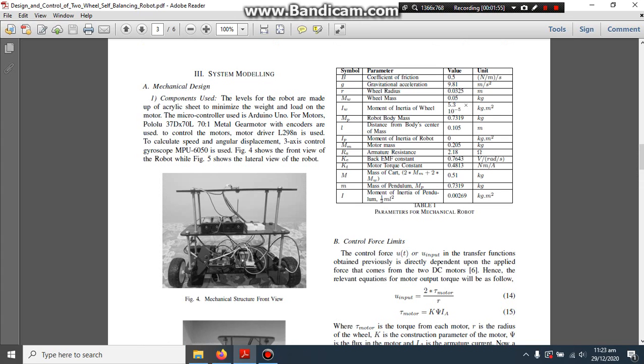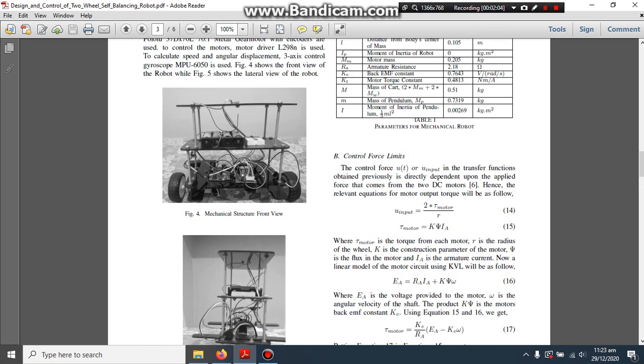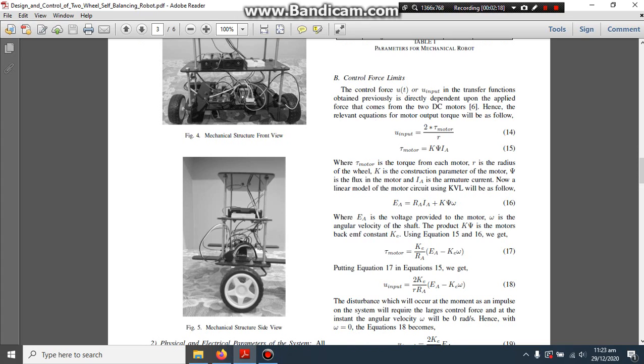So once we had these parameters, the next step was to find the control force limit, which was basically the force that had to be produced by the motors on the robot whenever there is some sort of disturbance impulse. In order to do that, we simply use the expression for the motors itself. Since we had two of these motors, the force that will be produced by the motors is given by equation 14, and similarly equation 15 gives the torque induced by the individual motor.